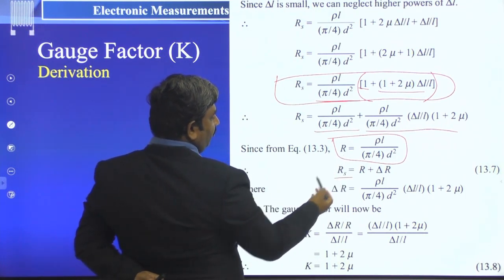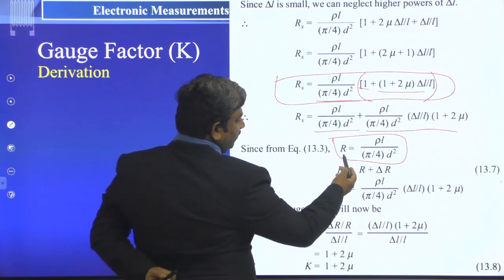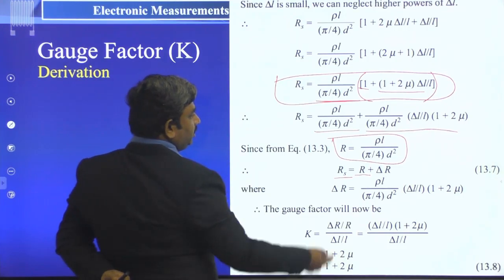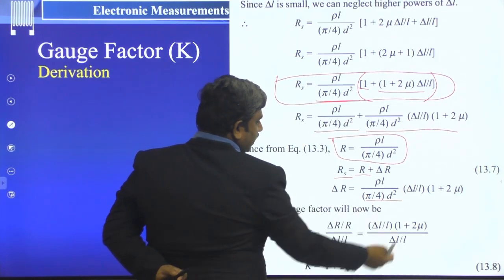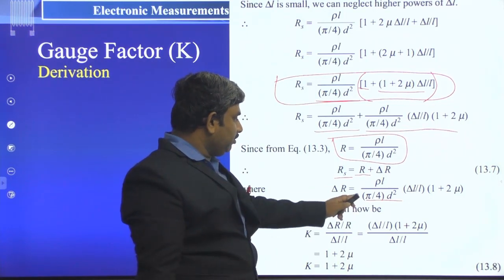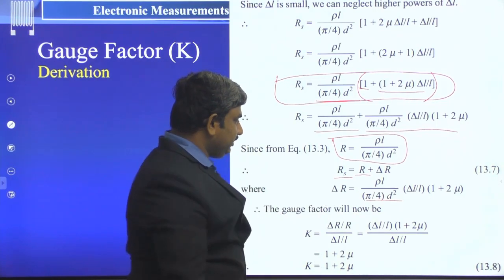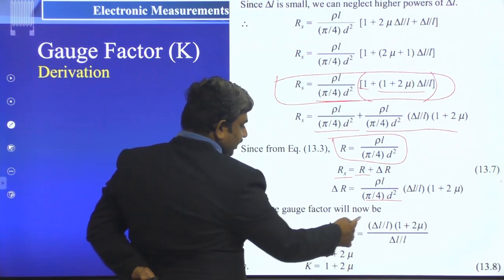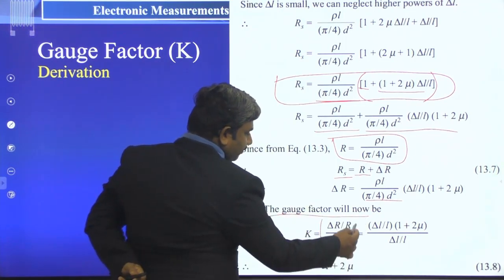So in the place of R, I am substituting this Rs value. After substituting this value, I have finally got the del R value like this. In this expression, the gauge factor I am writing like this: del R by R.